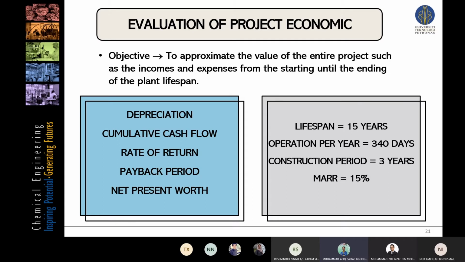And there are some parameters that we need to use in order to determine the cost analysis of the plan, such as the plan lifespan, which is 15 years, operation per year 340 days excluding the maintenance, construction period 3 years, and also the minimum rate of return, which is 15%.